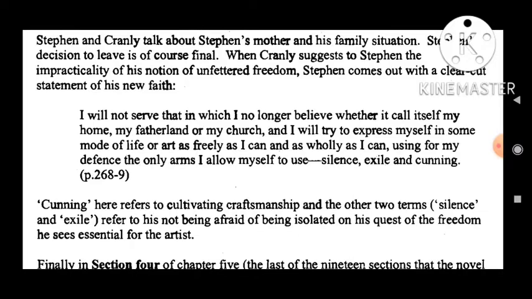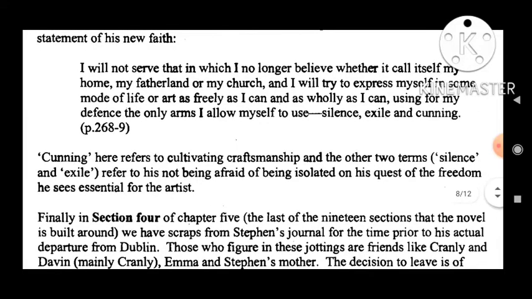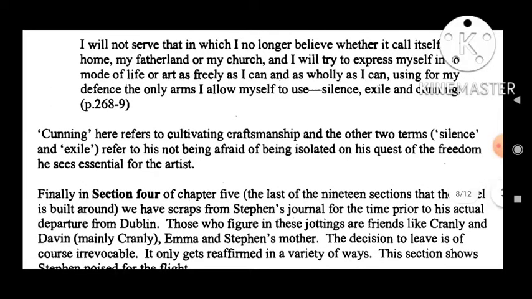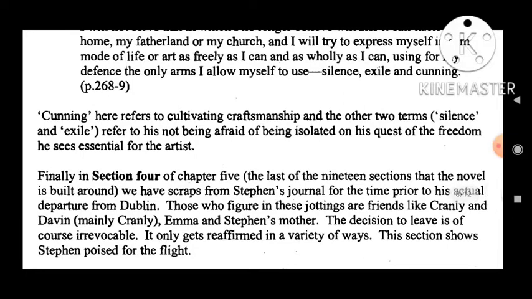When Cranly suggests to Stephen the impracticality of his notion of unfettered freedom, Stephen comes out with a clear-cut statement of his new faith. I will not serve that in which I no longer believe, whether it call itself my home, my fatherland or my church, and I will try to express myself in some mode of life or art as freely as I can and as wholly as I can, using for my defense the only arms I allow myself to use: silence, exile and cunning.